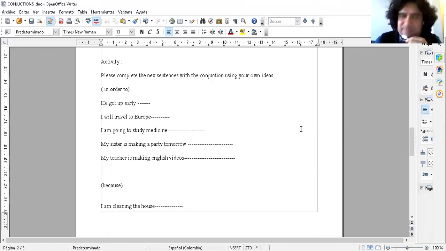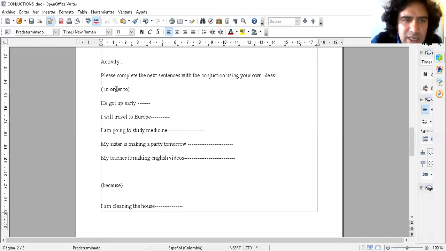Okay, activity. This is your part. Okay, guys. In this case, you will have the first part of the sentence, and you will have to complete the second part of the sentence using your own ideas and using the conjunction that appears on the top. For example, please complement the next sentences with the conjunction using your own ideas. Por favor, completen las siguientes oraciones con la conjunción usando sus propias ideas.